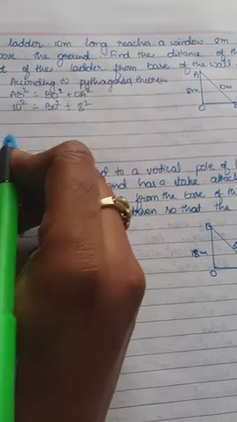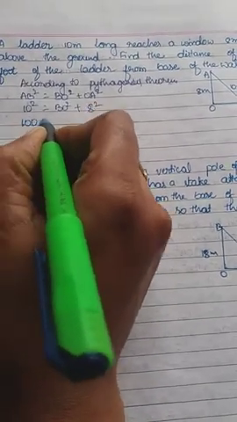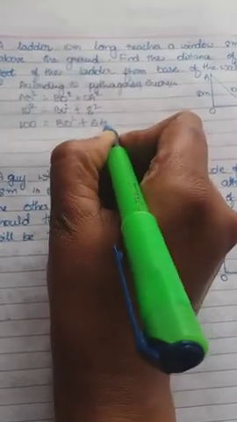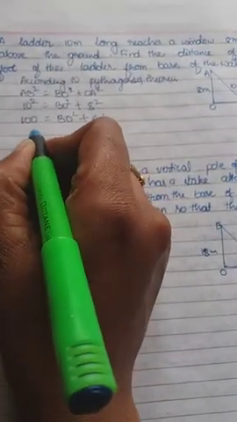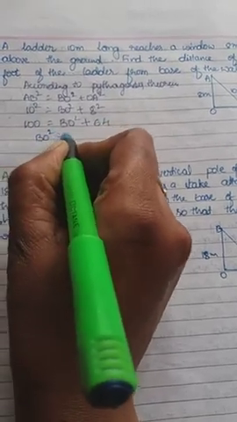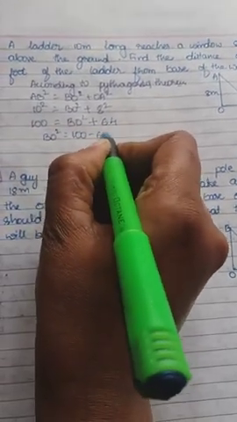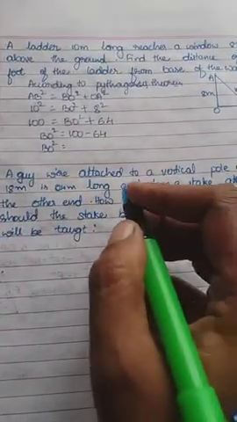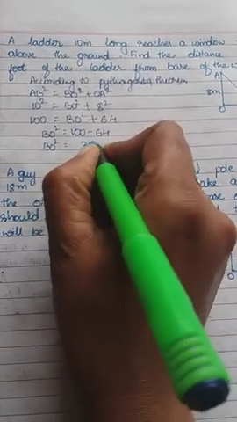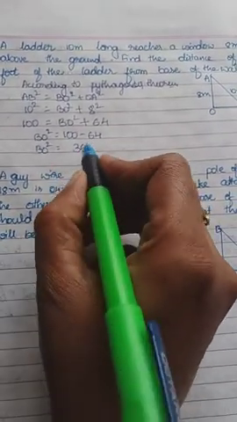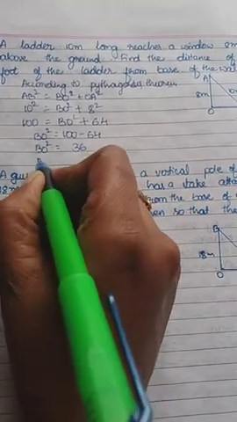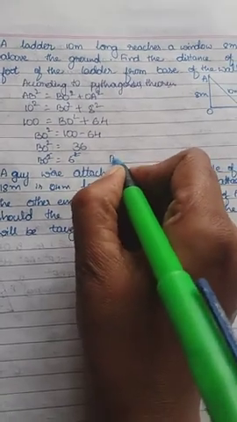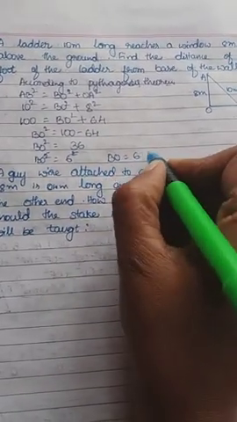Okay, 10 square means 10 tens it will be 100 equal to BO square plus 8 8s it is 64. Okay, next is BO square equals 100 minus 64, that is 36, as you know, right? So we can write 36 as 6 square, square gets cancelled, so then BO equal to 6 centimeter.